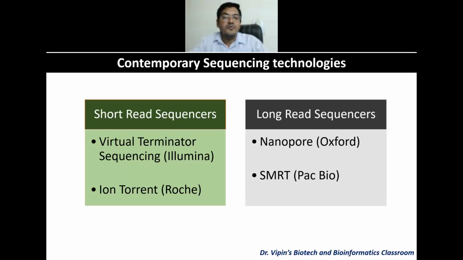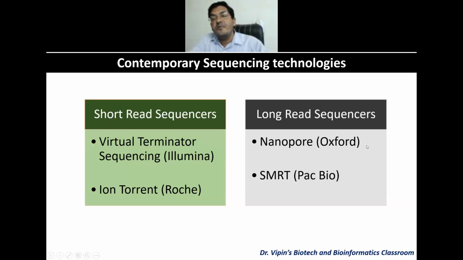So coming back now to our Galaxy, and we are going to start in a moment now, and of course we'll continue tomorrow. So you have two types of sequencers. You have short read sequencers as of today. So contemporary sequencing technologies, you have short read sequencers. So you have reversible terminator sequencing, Illumina, you have Ion Torrent, Roche. Roughly you get 100 bases from here and 150 bases from here.